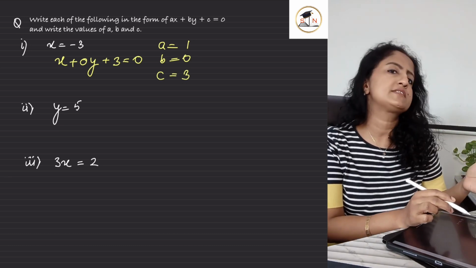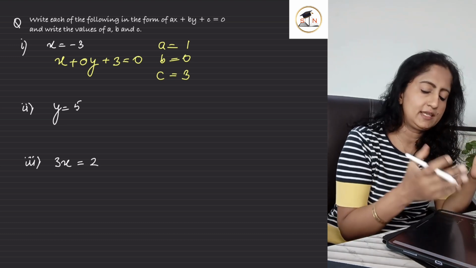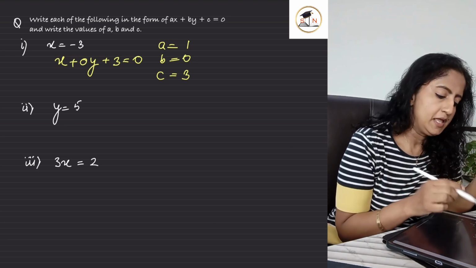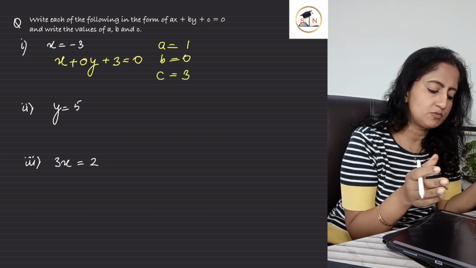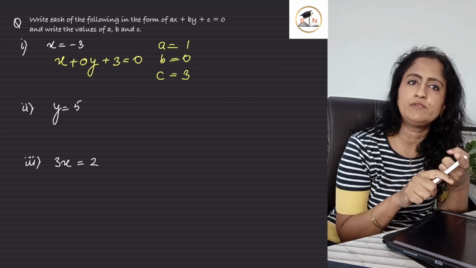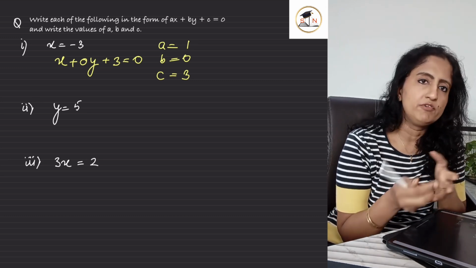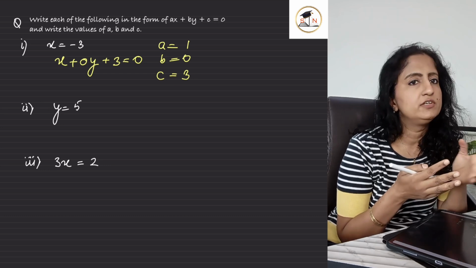Obviously, we are talking about real numbers. When we say real numbers, A, B, C can be 0 as well, right? Yes, when we say x equals to minus 3, it was a linear equation in one variable. But since the question asked to convert it into two variables, we brought y with a coefficient of 0.